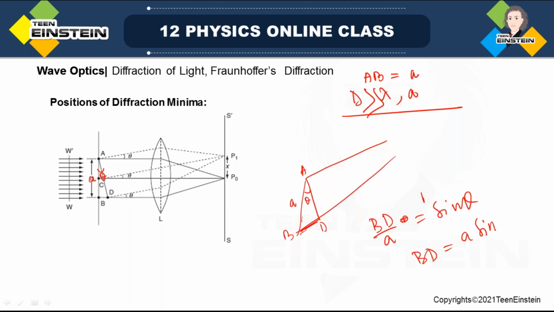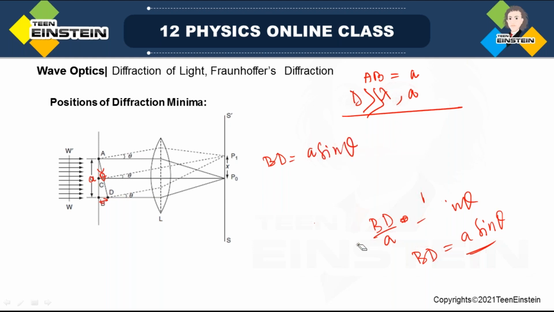BD will be A sine theta. So we got the path difference between these two lines. Okay, path difference. If they meet at P1, then this BD, this length, is actually A sine theta. Okay, A sine theta.